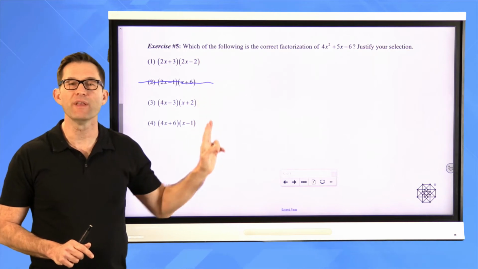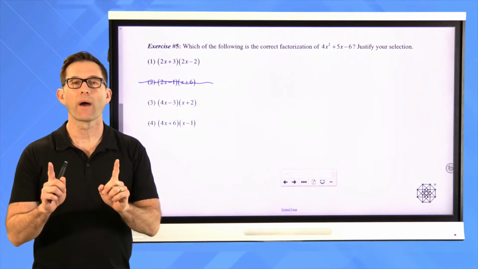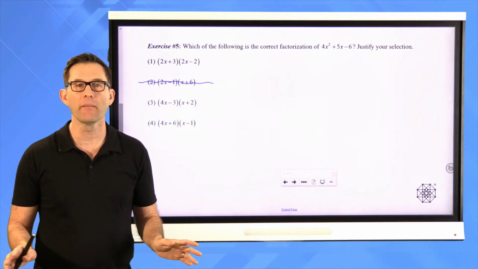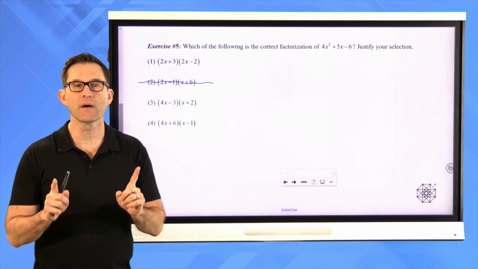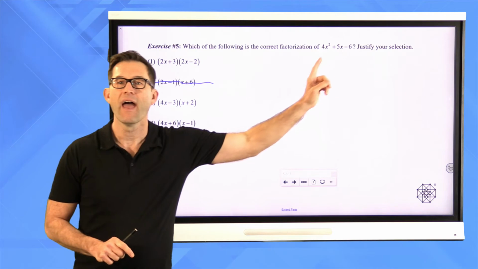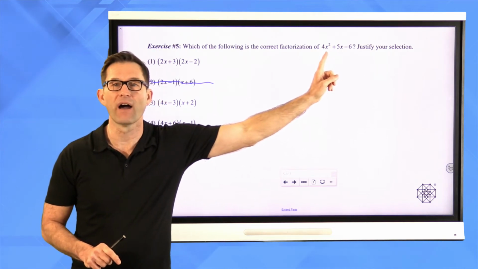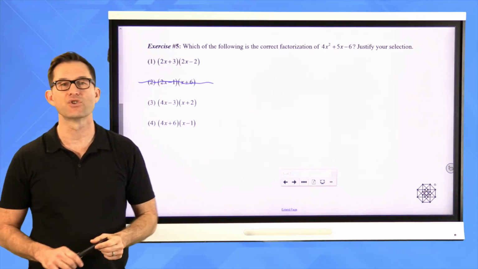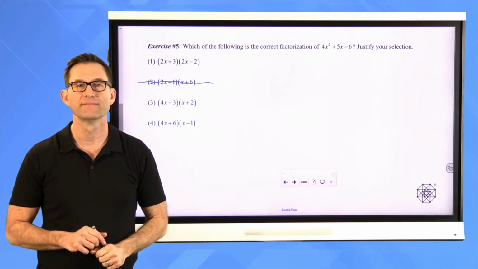All 3 of these are reasonable guesses. What I want you to now do is not multiply them all out. I want you to just come up with the linear term of each one of them when multiplied out. One of them is going to be equal to 5x, and that's going to be your right choice. Pause the video now.